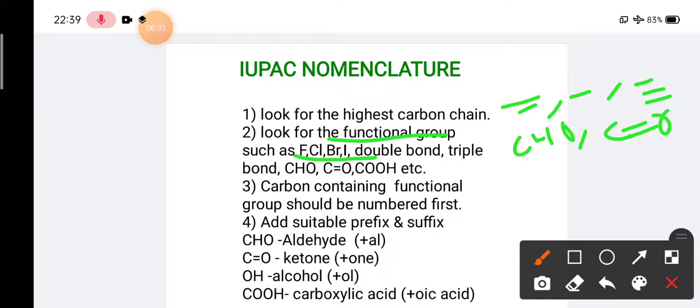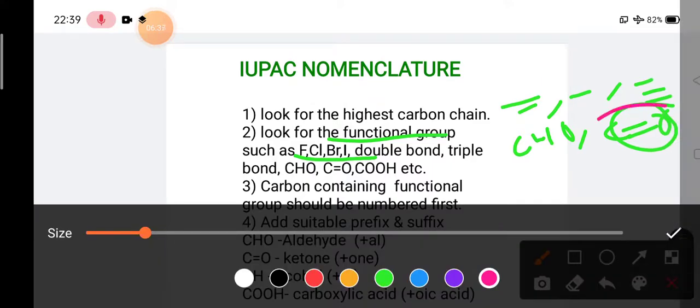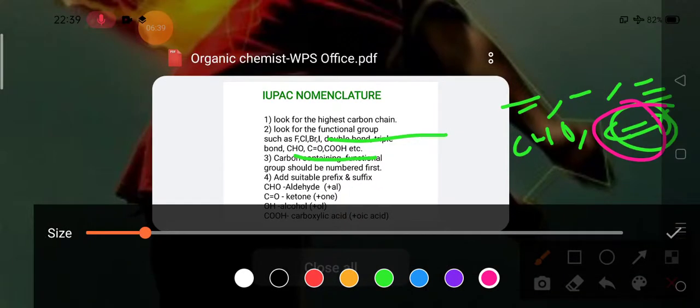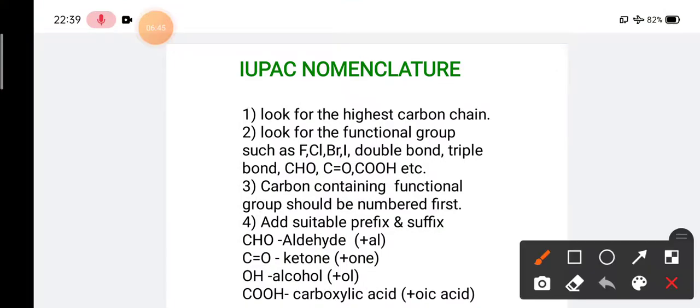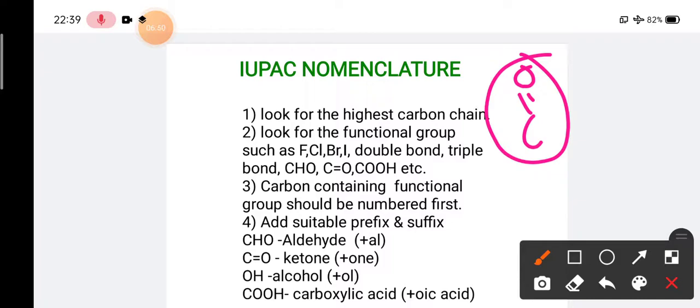And remember, the C double bond O group is called the keto group. This group is called only a keto group, and the compound having the keto group is called a ketone. Any compound having C double bond O, with something on both sides of the keto group, has this keto group.